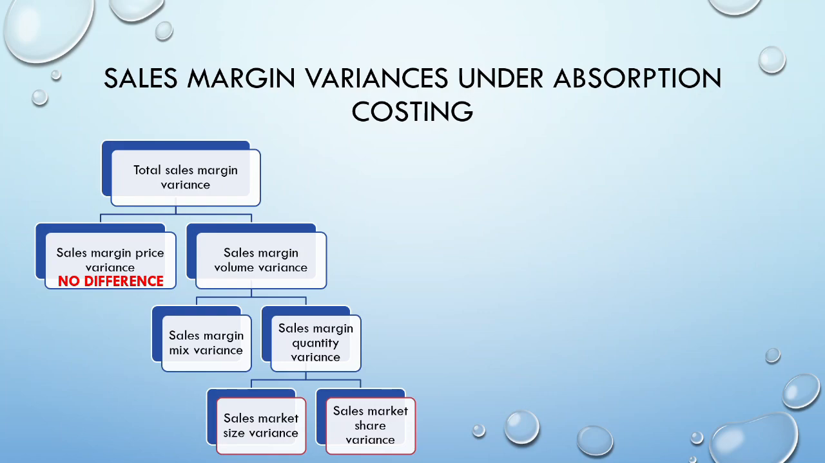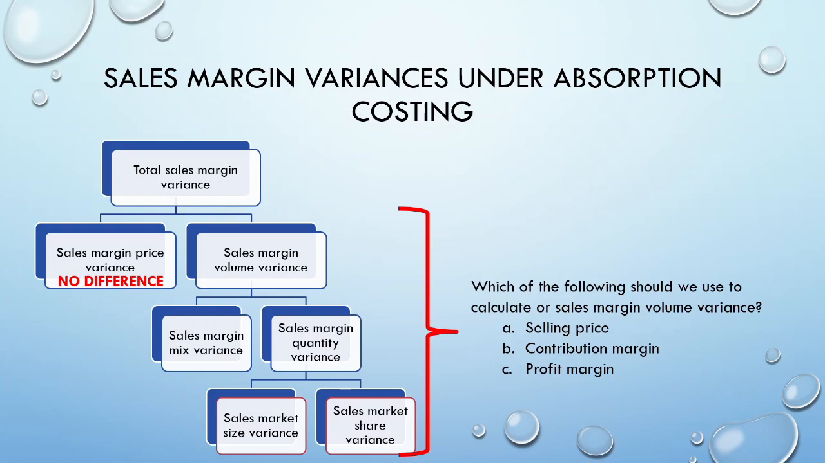The difference comes down to one question we asked earlier. When calculating the volume variance, should we use the selling price, the contribution margin, or the gross profit margin? Remember, when we were using the variable costing system, we used the contribution margin. However, the contribution margin is not relevant to an absorption costing system because absorption costing capitalizes the fixed manufacturing overheads to the product cost. Therefore, an absorption costing system uses the gross profit margin to calculate our volume variances.